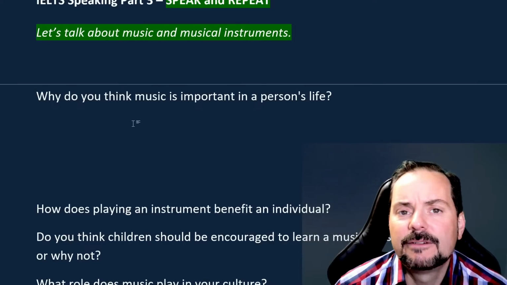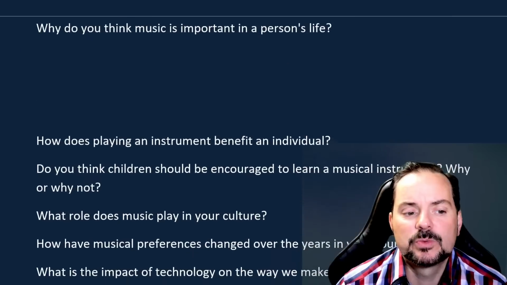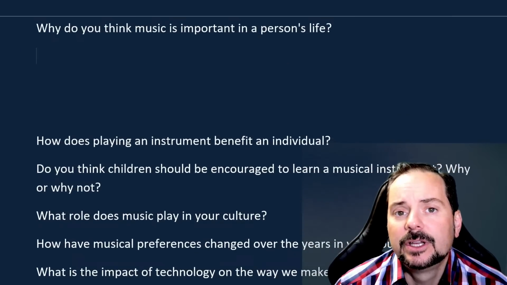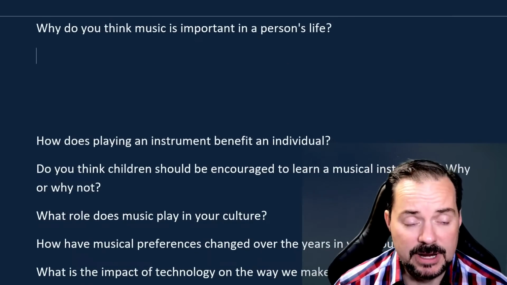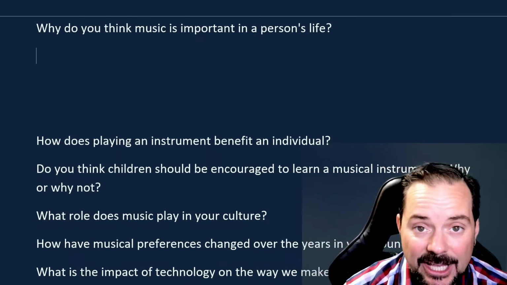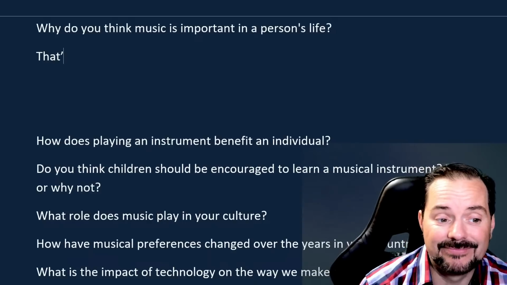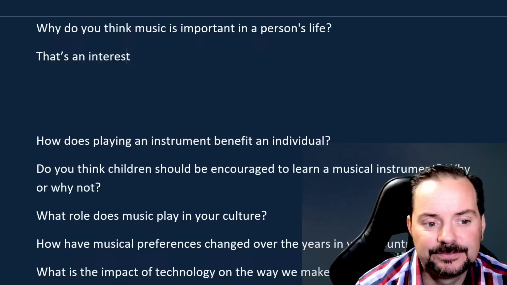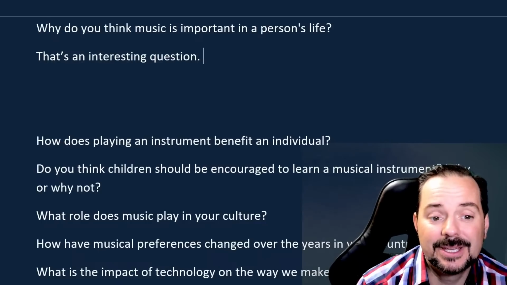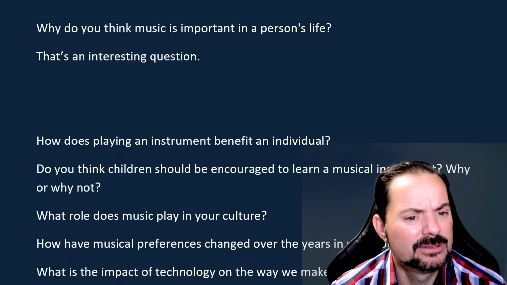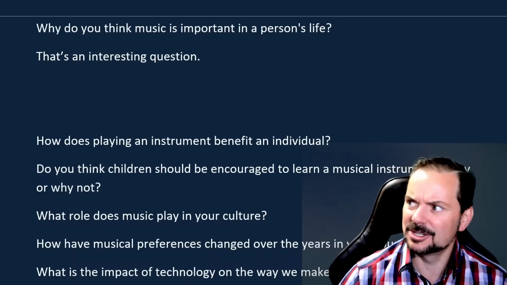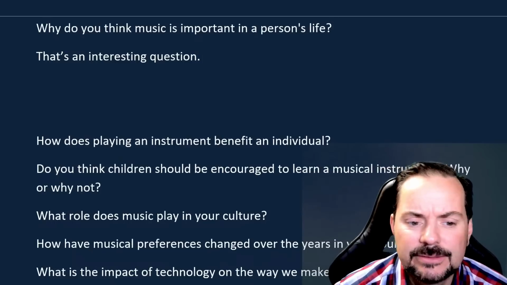Give me a nice full sentence answer for this one. To start, you can use a leading expression, especially when it's accurate. Make sure it's accurate. Like, that's an interesting question. Because it is, right? Why do you think music is important in a person's life? That's an interesting question. Sure is, right?